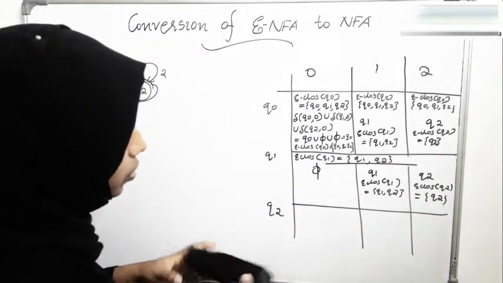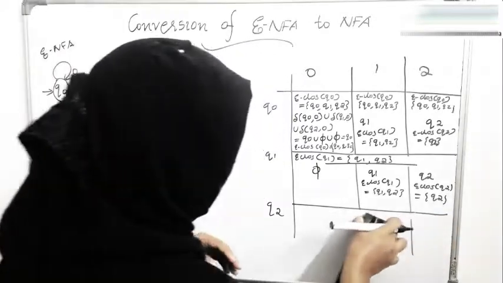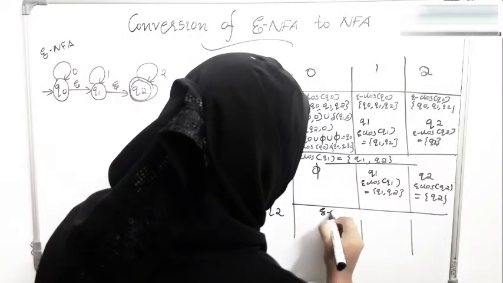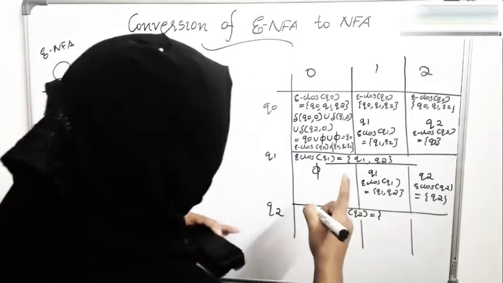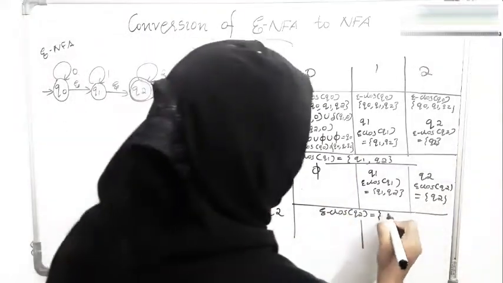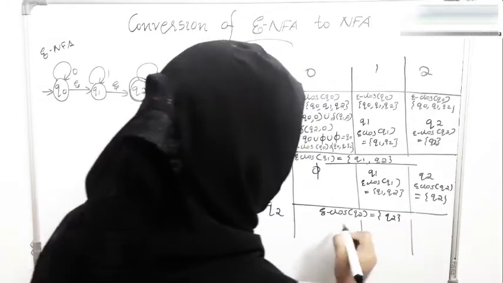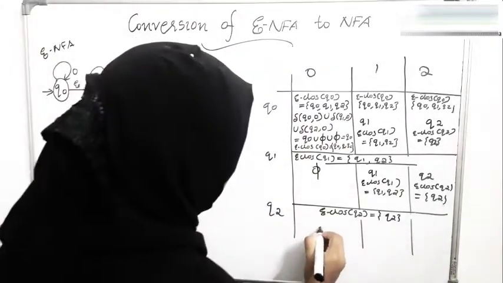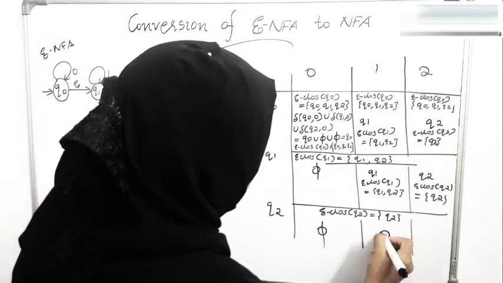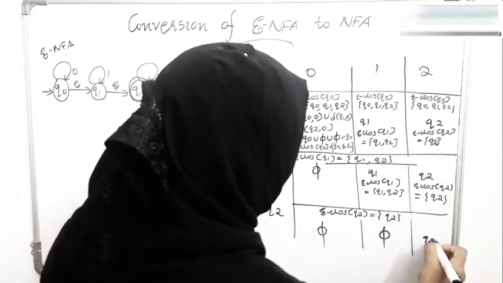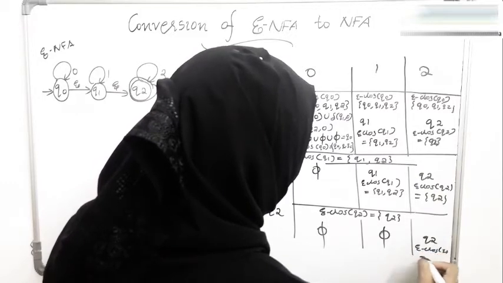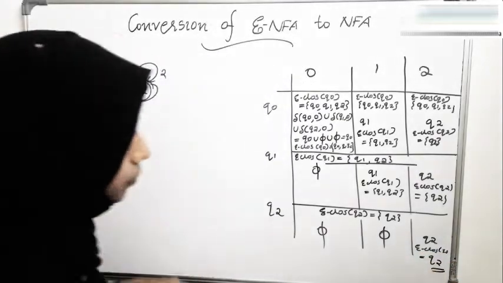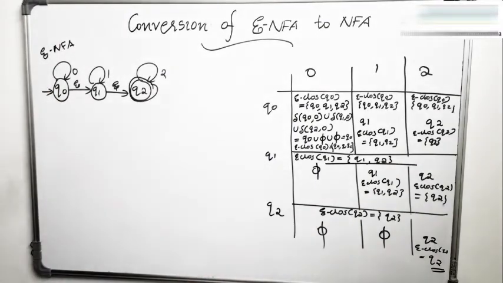Now Q2, so you have to find the epsilon closure of Q2 first. E close of Q2 is, from Q2 you can't go anywhere else other than Q2 itself, so it is Q2. Now Q2 comma 0 is not defined, Q2 comma 1 is not defined, Q2 comma 2 is Q2 itself, and epsilon closure of Q2 is Q2 itself. So this is the transition diagram for the resultant NFA.